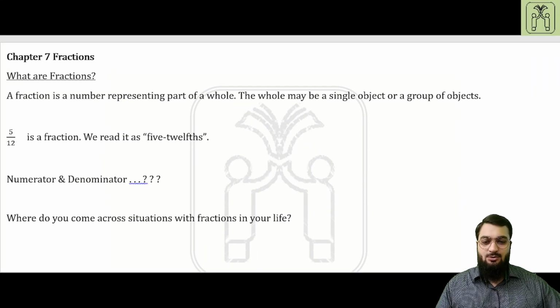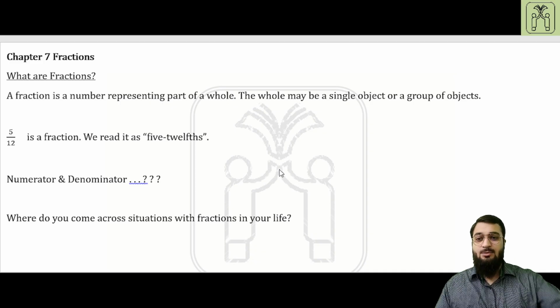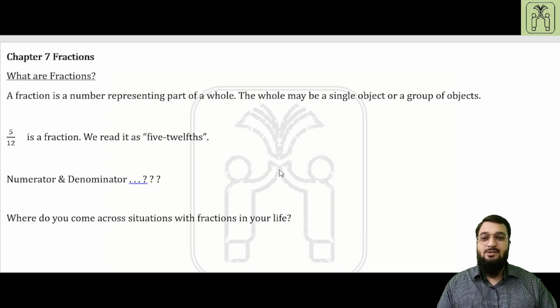Today we will be covering the topic of fractions. Chapter 7, Class 6 Mathematics, is titled Fractions. The first question that comes to anyone's mind is, what is a fraction? A fraction can be said to be a part of anything whole. The simplest definition possible is that a part of anything whole is a fraction. That whole may be either a single object or a group of objects.